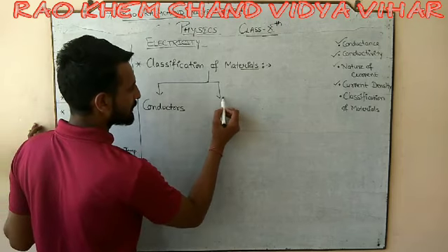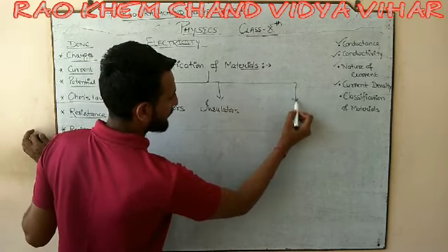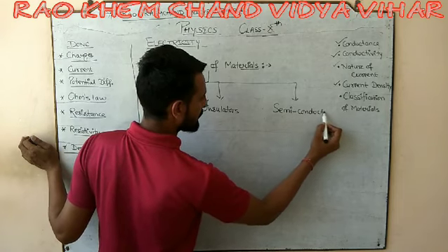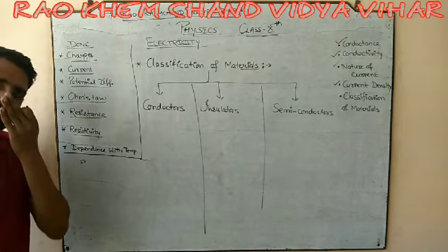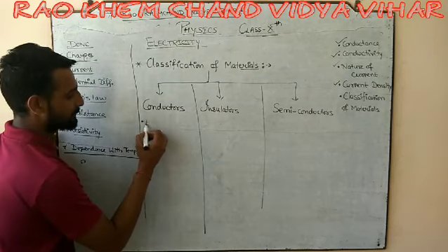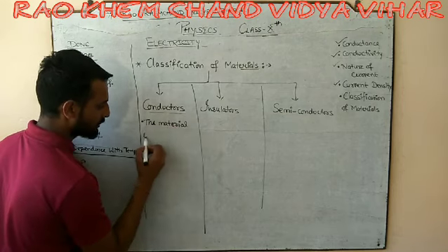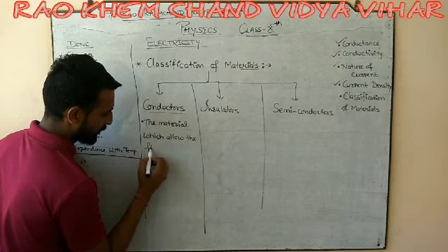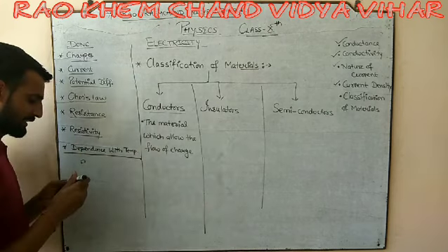conductors, insulators, and last is your semiconductors. So we have three categories: conductor, insulator and semiconductor. So I am going through all of them quickly. So what is conductor? The material which allows the flow of charge. So the material which allows the flow of charge is called a conductor.